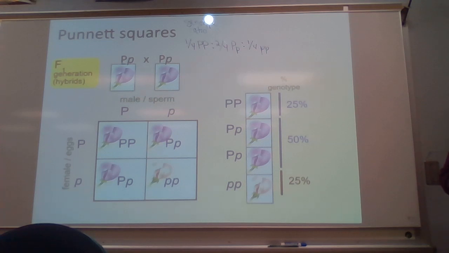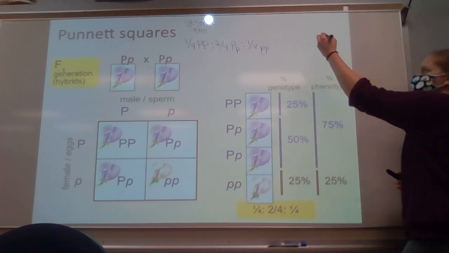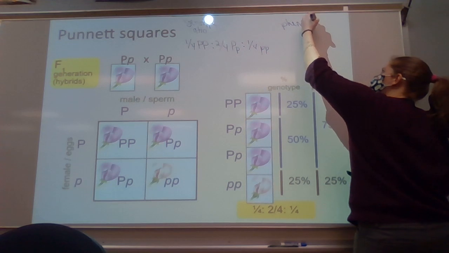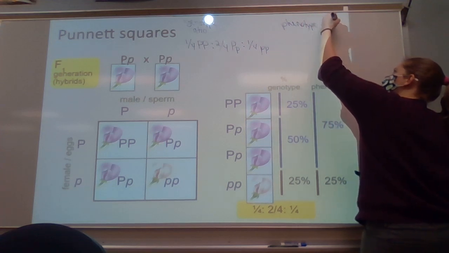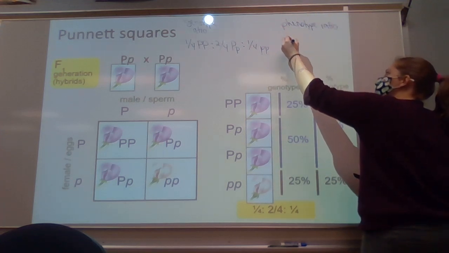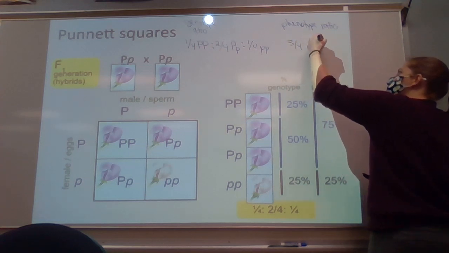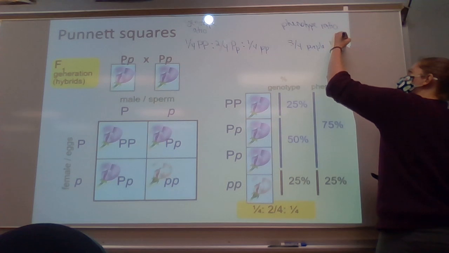Questions on that? Okay. Phenotypes, we only have how many phenotypes? 2. So 75% are purple and 25% are white. If we write those ratios as a fraction, then it would be 3/4 purple to 1/4 white.